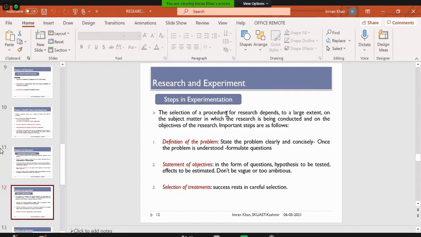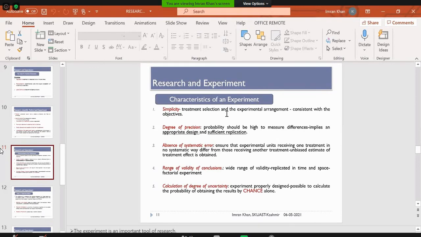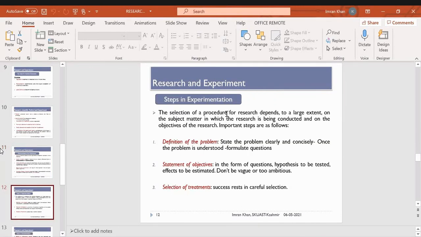The previous slide was the characteristics of the experiment. This is the steps in experimentation. The first step: the selection of the procedure for research depends to a large extent on the subject matter in which the research is being conducted and on the objectives of the research. The first important step is definition of the problem. State the problem clearly and concisely.